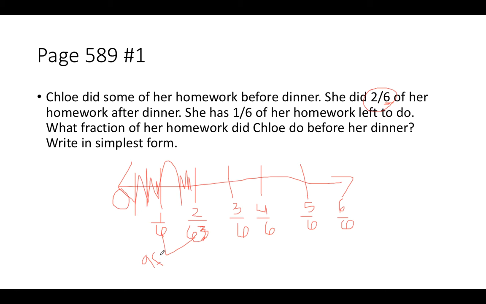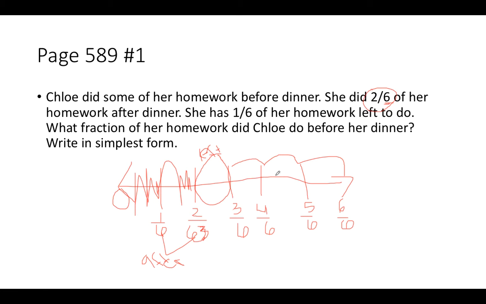And she has 1/6. Let me make a little note there. She has 1/6 of her homework left to do. So this is 1/6 right here. She has that left to do. Now the question is, what fraction of her homework did Chloe do before dinner? So what's not been accounted for? So we have 2/6 that she did, 1/6 that's left. So this is everything that she hasn't done, or that she did before dinner.